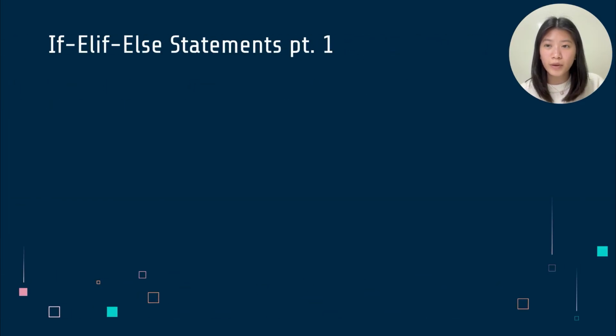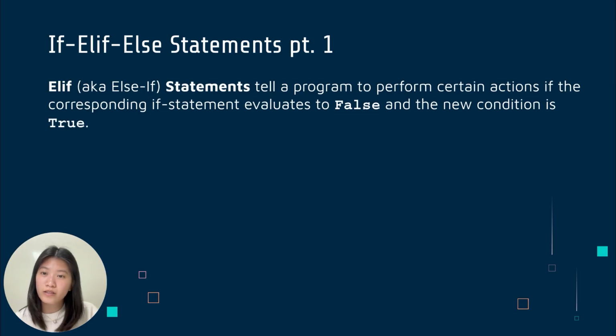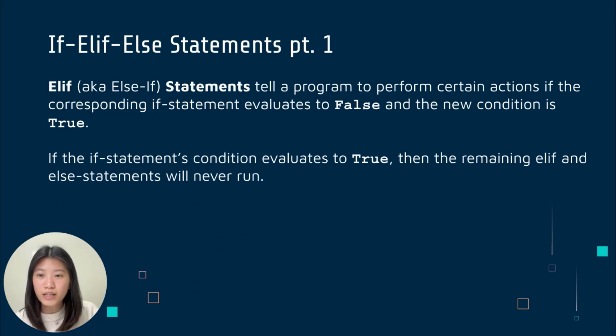And now let's talk about if, elif, and else statements. So an elif statement, also known as an else-if statement, tells a program to perform certain actions if the corresponding if statement evaluates to false and the new condition is true. And if the if statement's condition evaluates to true, then the remaining elif and else statements will never run.